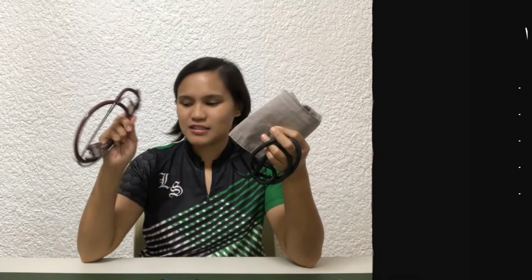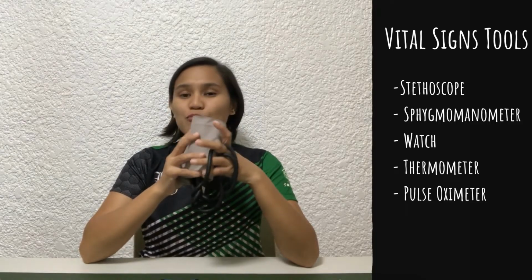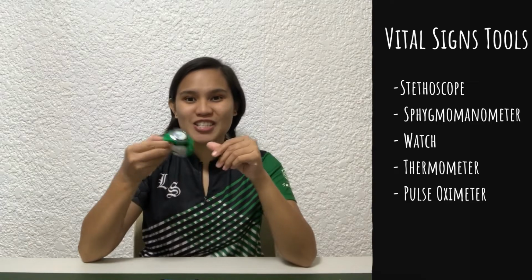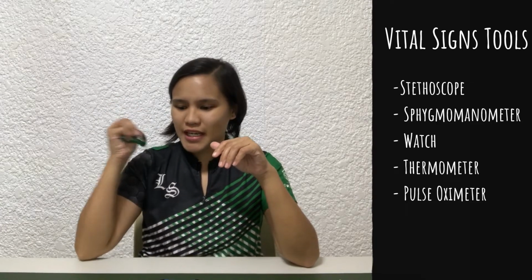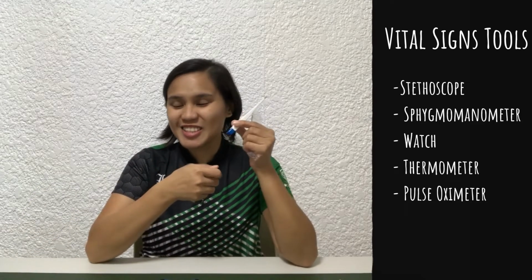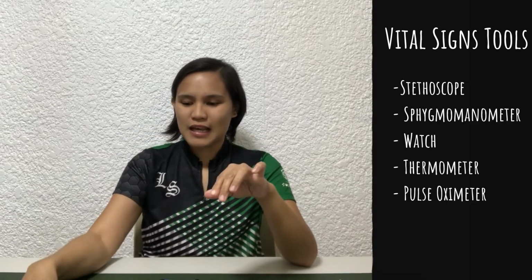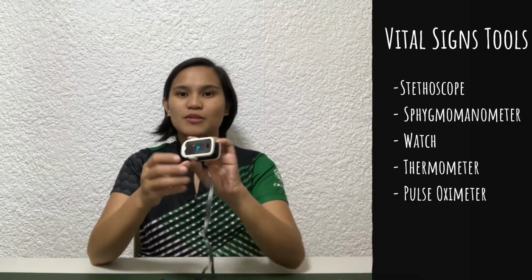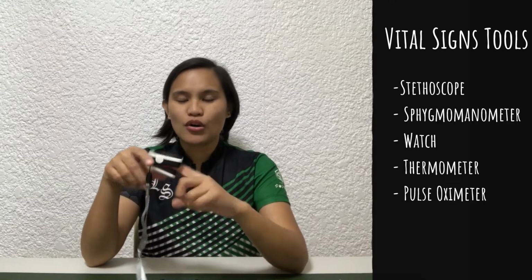Okay, so this is a stethoscope, and then we have the BP apparatus or the sphygmomanometer, and then we also have a watch here, for taking pulse rate and respiratory rate. And then I also have here a digital thermometer, in case you need to get the temperature of the patient. And what I also have here is the pulse oximeter, alright? So to get the oxygen saturation of the patient.